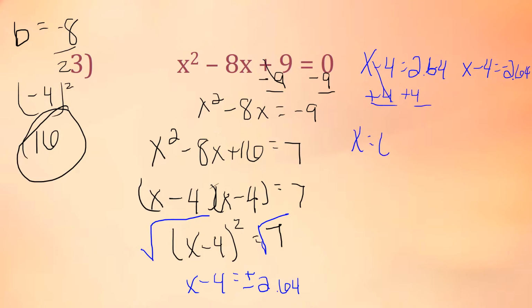Add 4 to both sides, and we get 6.64. Add 4, and we get 2.64. Wait, let me just double check that. I apologize. I'm not doing my integer rules. That is going to give me a positive 1.35. Okay.